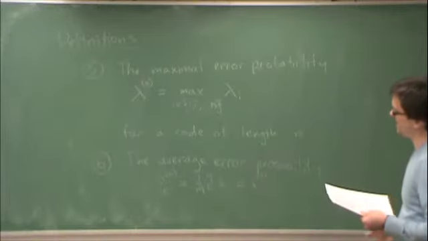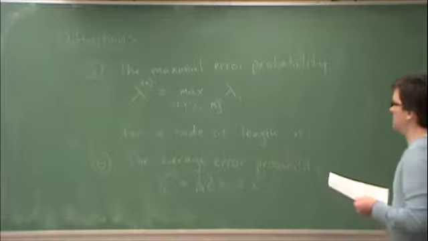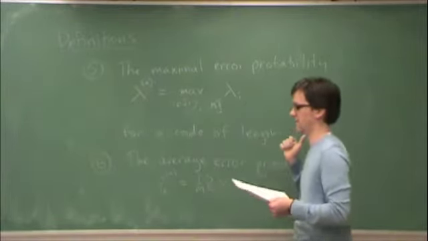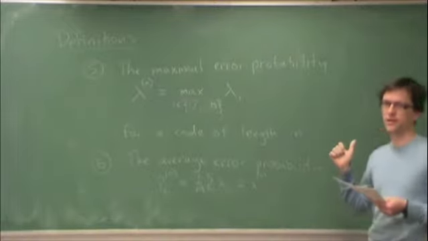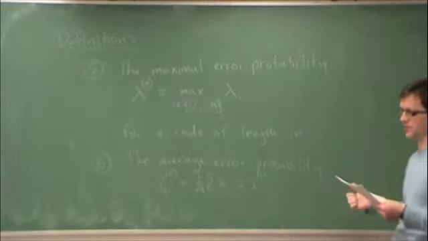We're going to be able to show things based on the average, but what we want is the maximum to go to 0. If the worst possible message still has a probability of error that goes to 0, then we're okay. Then we can promise reliable communication.